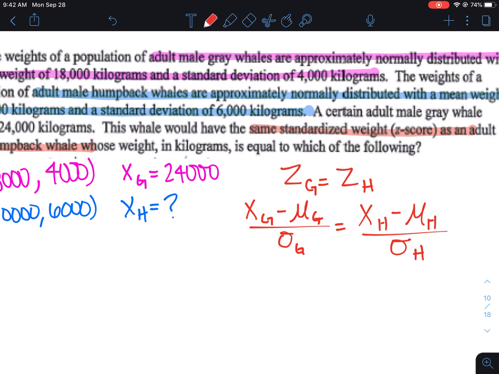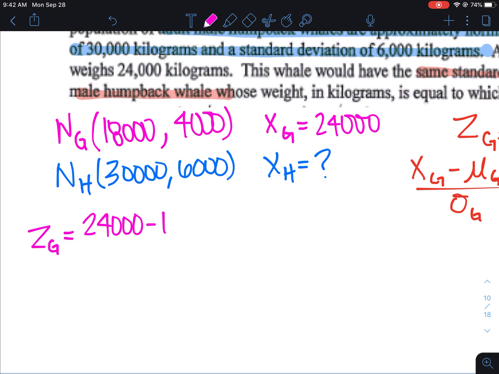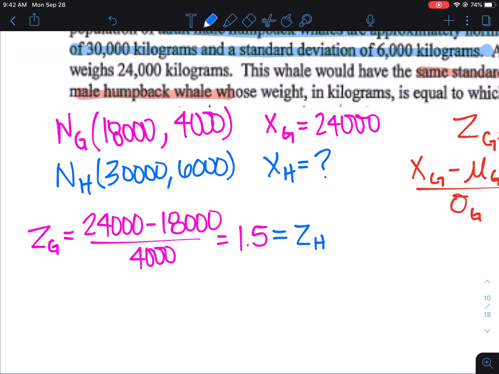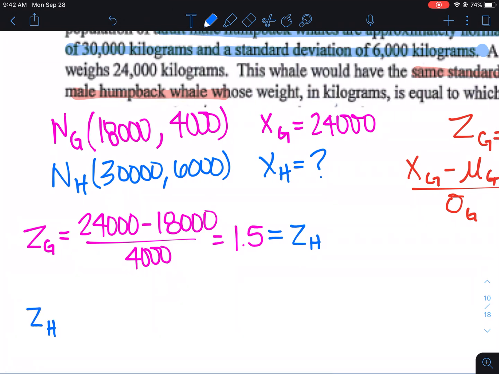I'm going to do it separately because I don't like to write it all together. I like my things to be separate. That's just a personal preference. So I have my z-score for the gray whale is going to be 24,000 minus 18,000 divided by 4,000, which will equal 1.5. That's my z-score, which I also know is going to be the z-score for the humpback whale. So I'm going to take that, and I'm going to have the z-score for the humpback whale be 1.5.